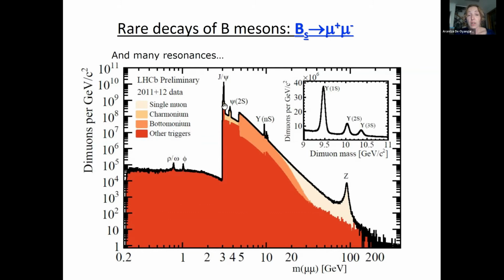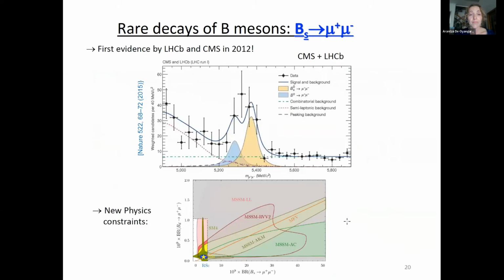And then you have a lot of resonances decaying to two muons, a lot of two muons in general, which are not coming from your signal. So then you have to have a very good trigger, and then you have to be able to distinguish. But yeah, it was very good that we were able to do it.